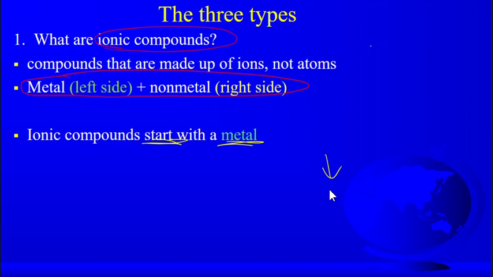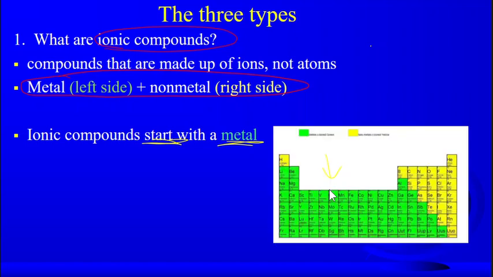In other words, if you encounter a compound that begins with a metal, it has to be ionic. Okay? Easy peasy, lemon squeezy. So if the first element you encounter is somewhere from the green side of this periodic table, ionic.